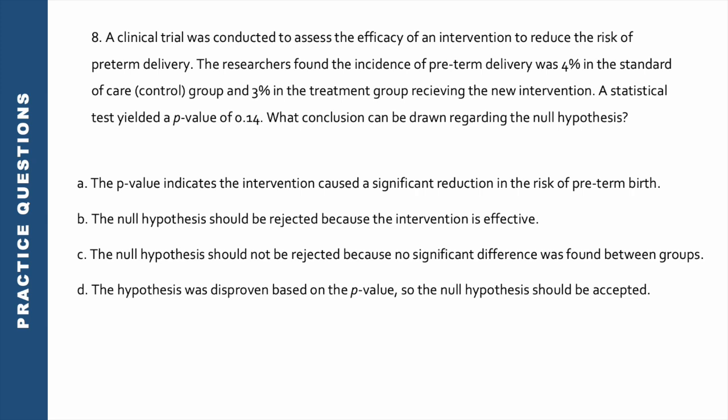The p-value indicates the intervention caused a significant reduction in the risk of preterm birth. The null hypothesis should be rejected because the intervention is effective. The null hypothesis should not be rejected because no significant difference was found between groups, or the hypothesis was disproven based on the p-value, so the null hypothesis should be accepted.